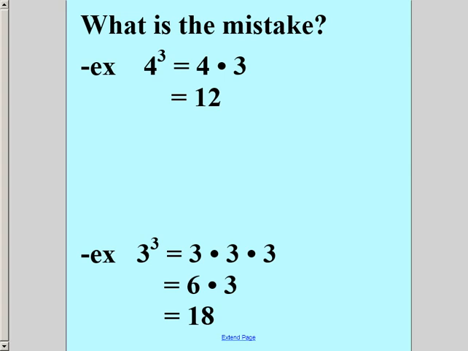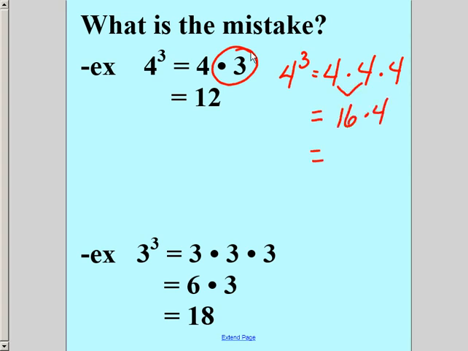All right, so 4 to the third power. Our problem is that doesn't actually mean 4 times 3. So here's our problem. That's wrong. 4 to the third power means 4 times 4 times 4, which equals 4 times 4 is 16 times 4. And when we actually multiply that out, 16 times 4 is 64. So 4 to the third power, or 4 cubed, equals 64.